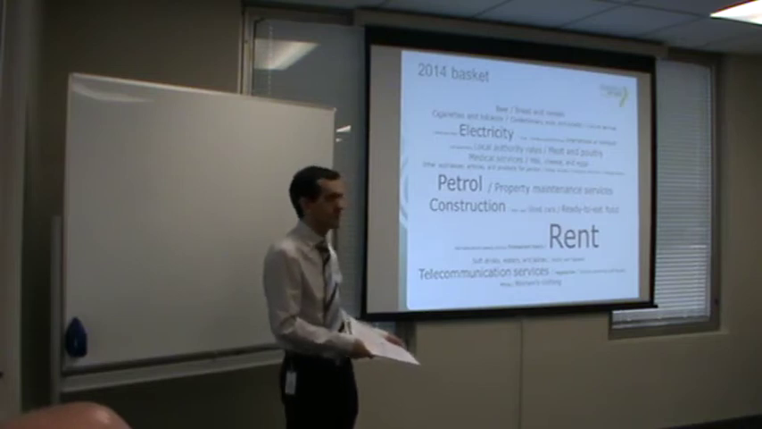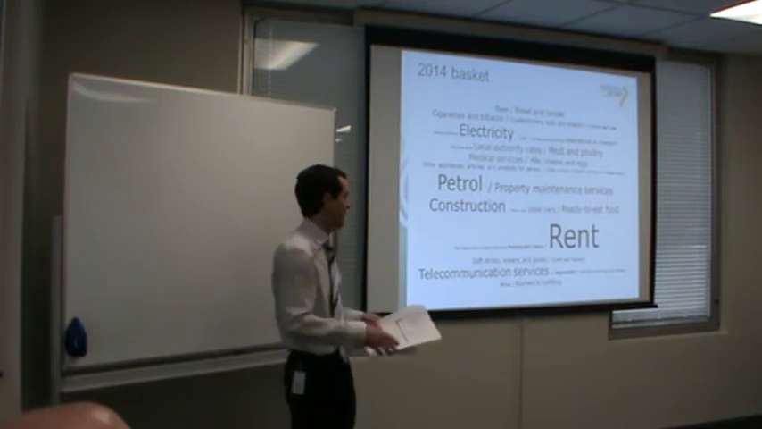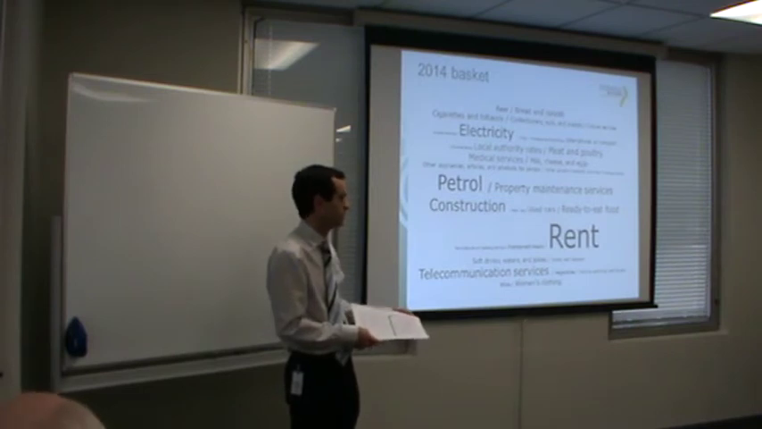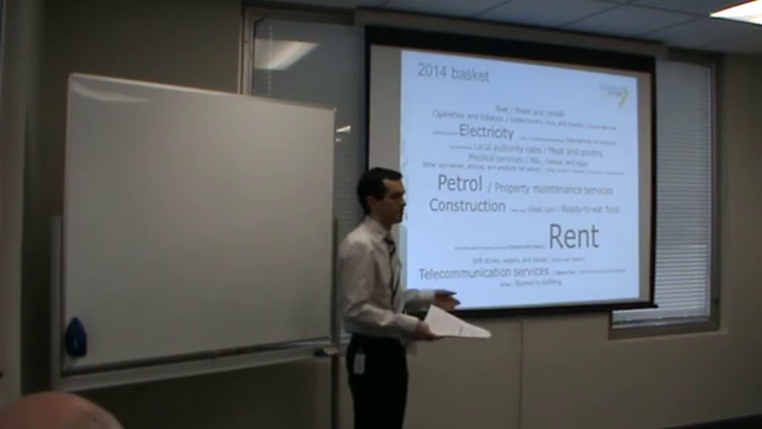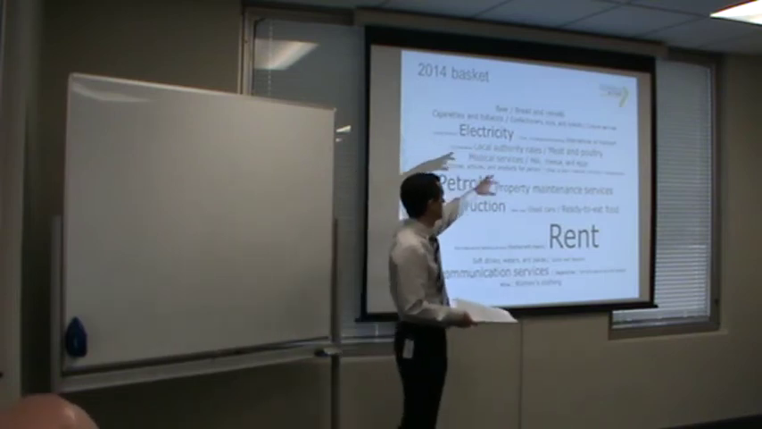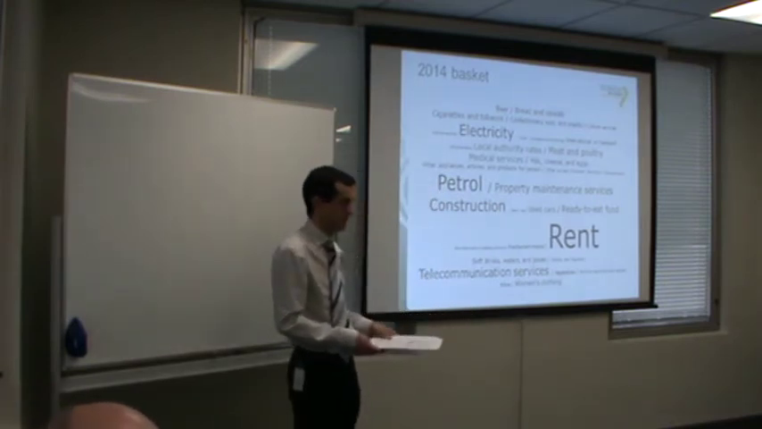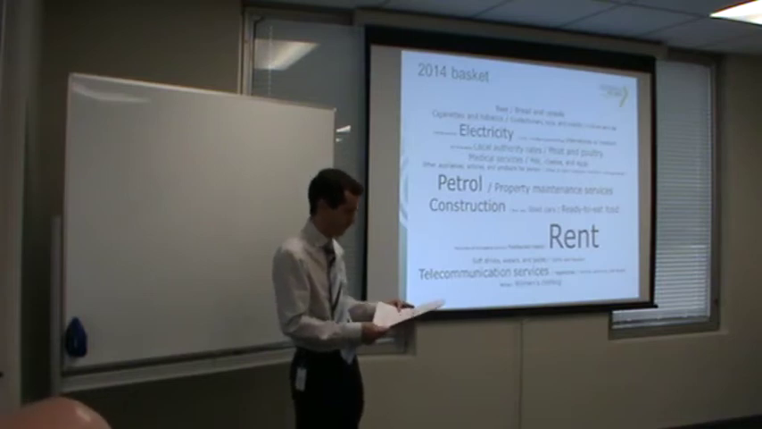I think in the 1924 basket we had some communication services, but they were originally telegrams and postal services. Now we still have postal services, but there are more modern ones as well. Food is another one that's been in for the whole time series, broken down into some of the components at the class level, but it still has a decent chunk of the weight. We'll see the weights in a bit more detail as we go on.